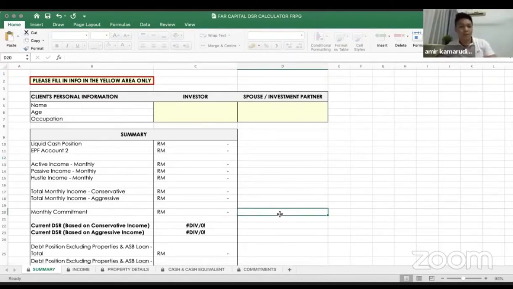Kita ada dua version. Kalau yang siapa tak familiar fasih sangat dengan English, kita juga ada version bahasa Melayu. Tu yang siapa-siapa yang lagi prefer that one, boleh download that version instead. Dua-dua pun ada dalam Facebook kita.